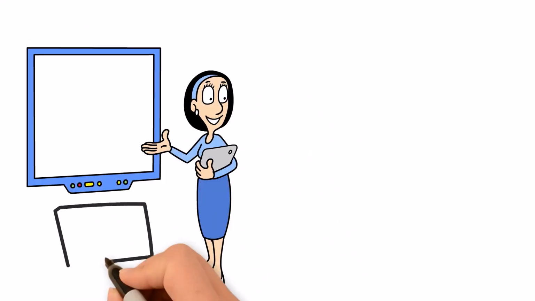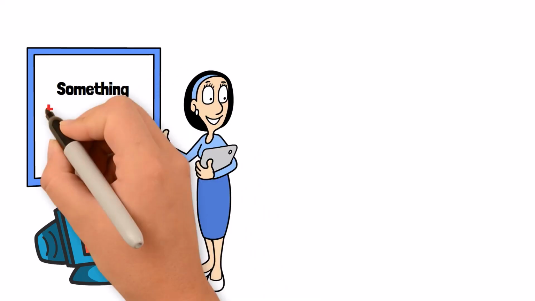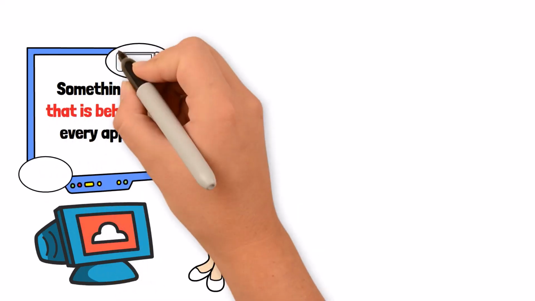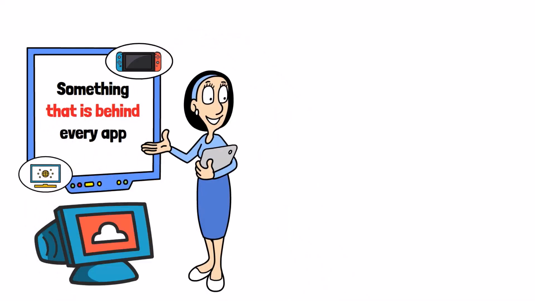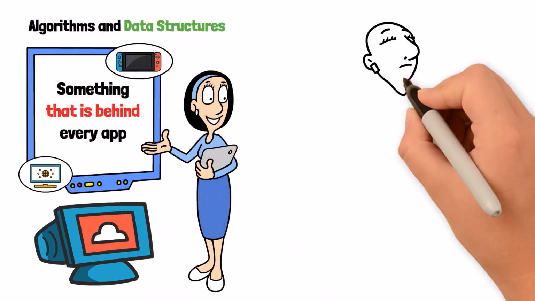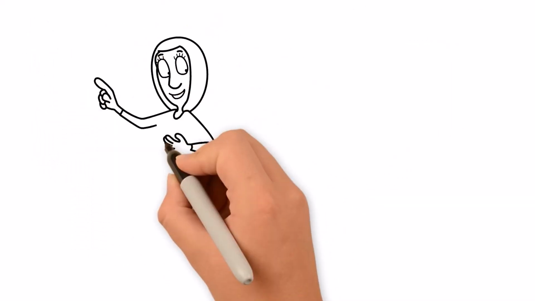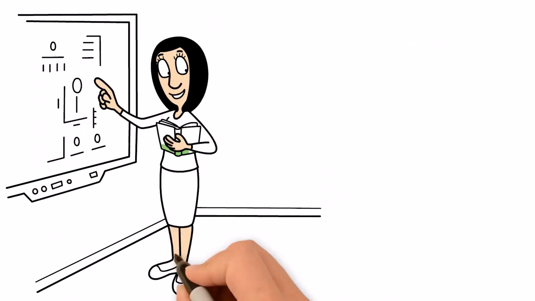Today we're going to talk about one of the most important topics in the world of computers, something that is behind every app, every game, every website you use. It's called algorithms and data structures. Wait, don't be scared by those big words. Let's break it down and understand what they really mean in the simplest way possible.